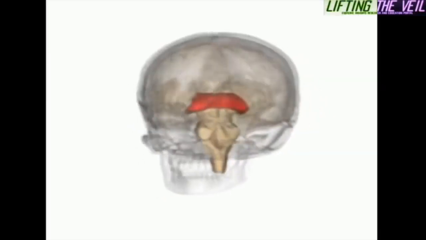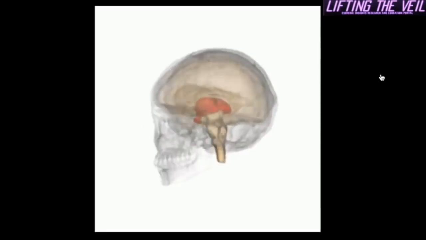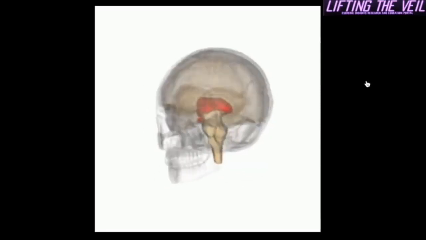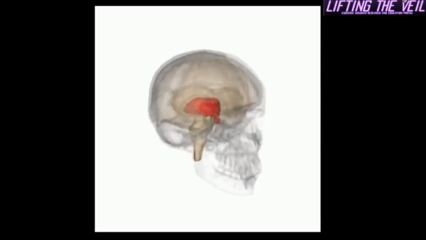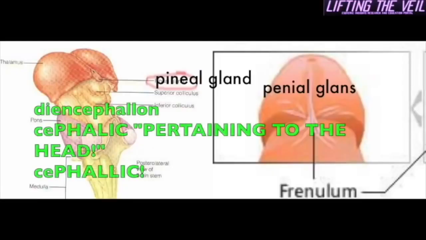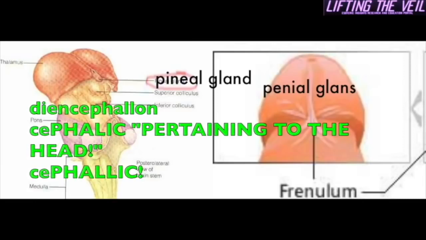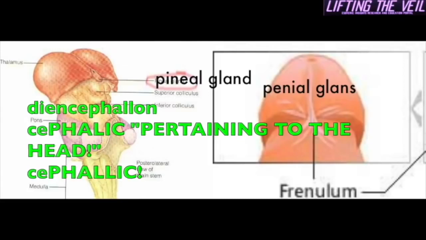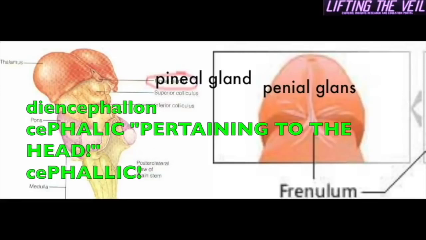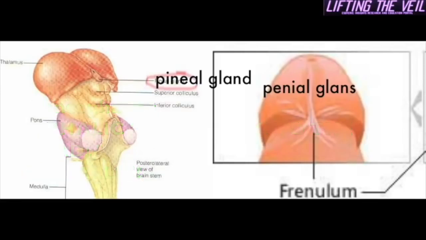So this is called the diencephalon, and it's referred to as the cephalic portion of the brain, relating to the diencephalon, which etymologically comes from cephalic, pertaining to the head, from Latin cephalicus, from Greek kephalikos, pertaining to the head. Cephalic contains the word phallic within it. Cephalic, pertaining to the head. As above, so below the belt.